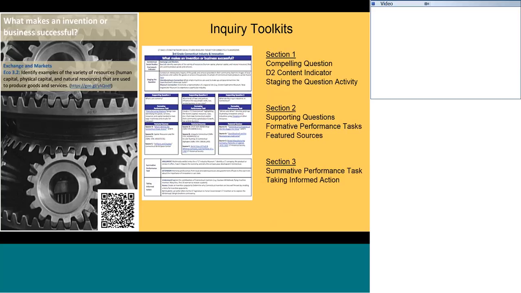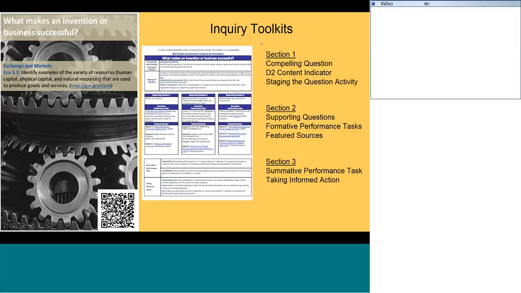Section 1 outlines the compelling question, the content indicator, and how you're going to stage the question. There's an activity on how to stage the compelling question so the students get into it. Section 2 outlines the supporting questions, the formative performance tasks, and also featured resources. Finally, section 3 has the summative performance task and taking informed action. So this is an overview of what any of the inquiry toolkits will look like.